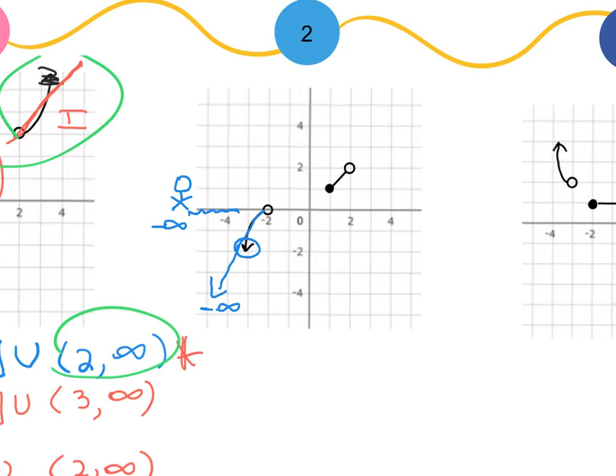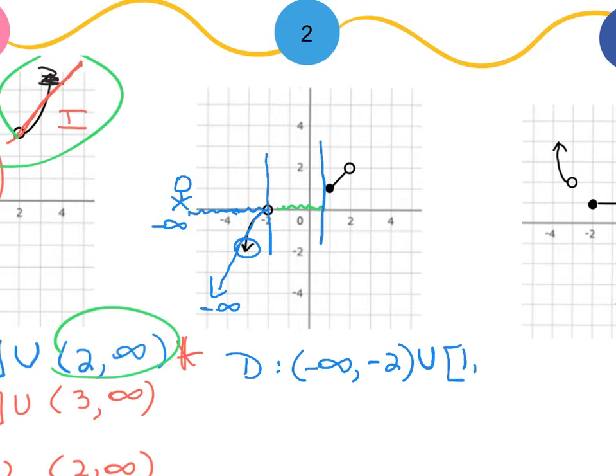So I'm going to start from my domain. It's starting at negative infinity, and then as I walk along, my next x value is at -2. It's an open circle, so it's a parentheses. Then as I walk along, now I'm hitting a little gap here. And then my next x value starts up again here at +1. And then that segment ends at +2, open circle, so it's a parentheses.